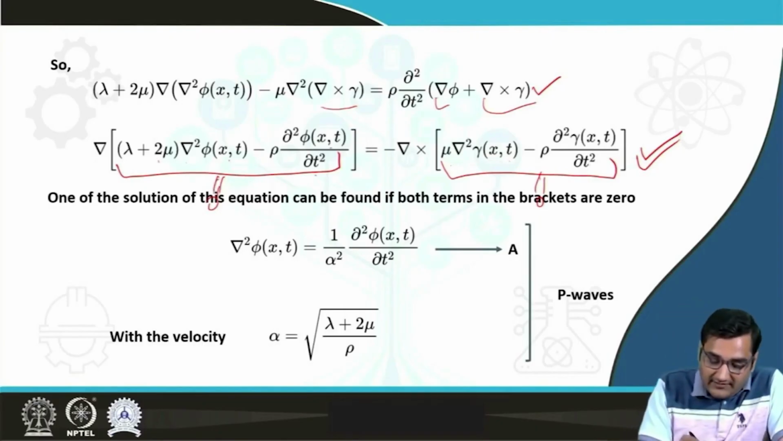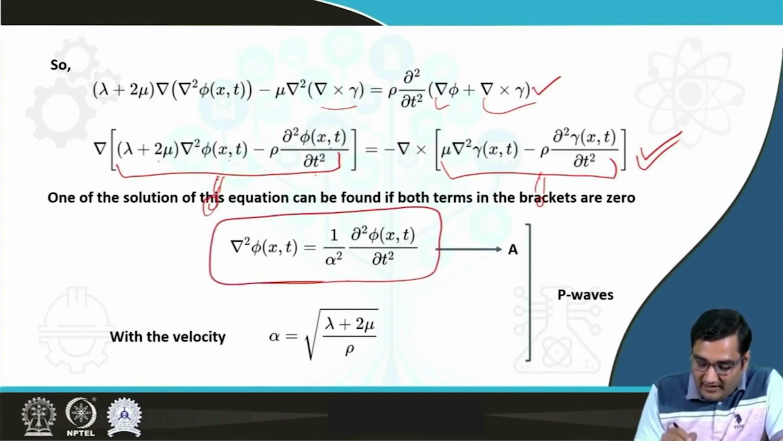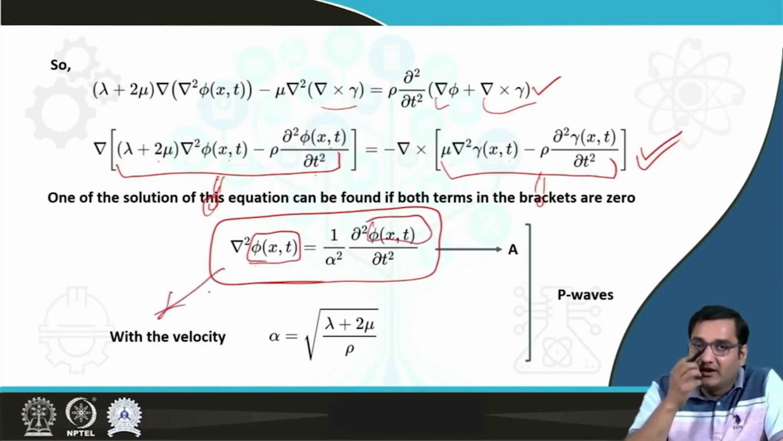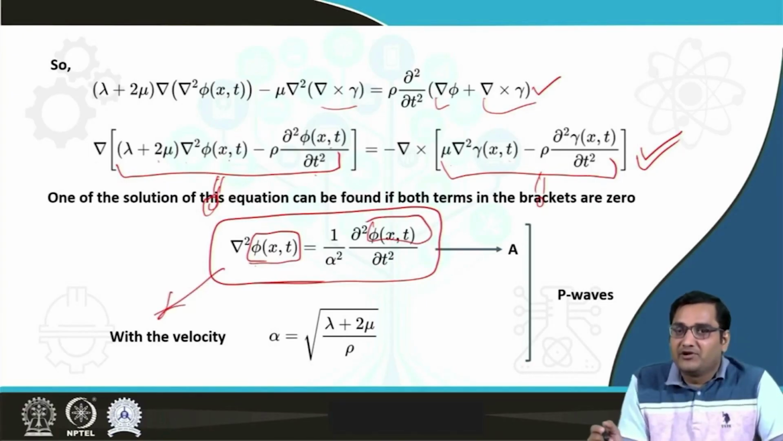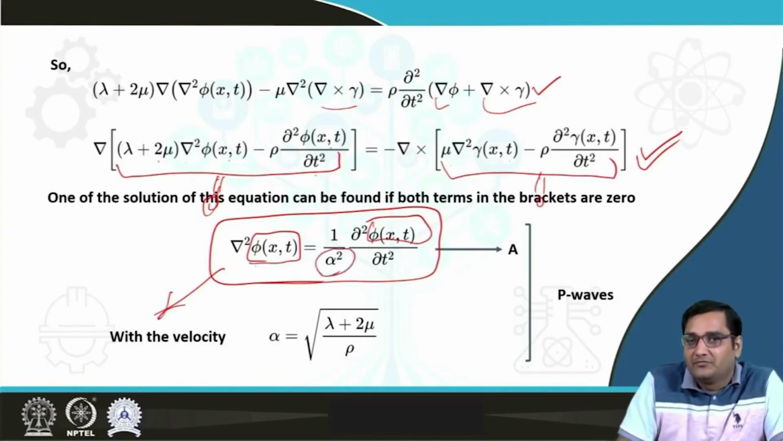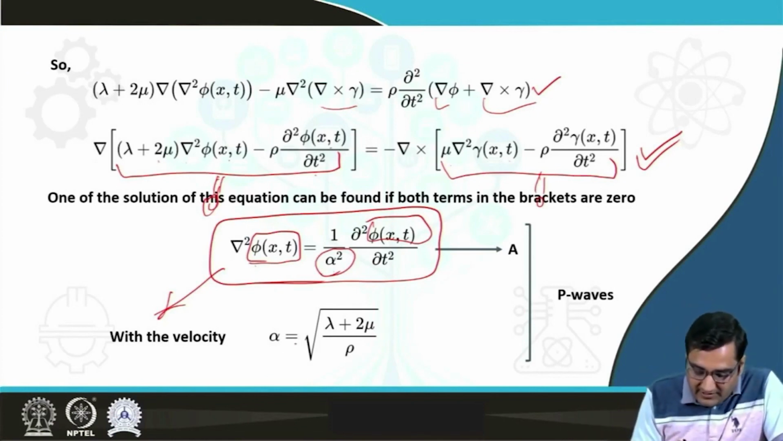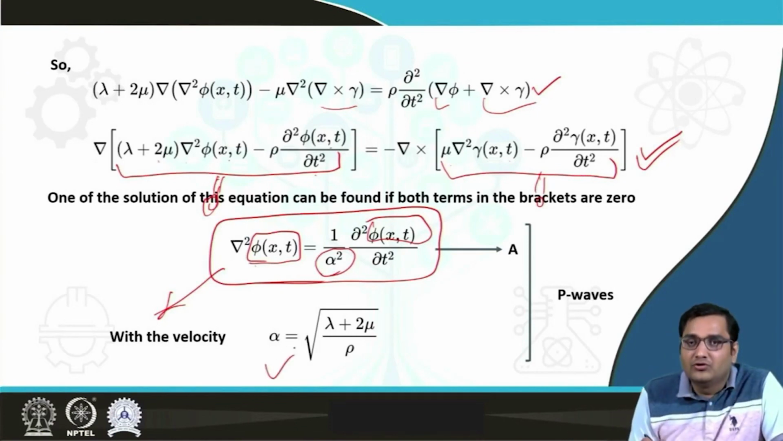When you take this as 0, it becomes something like this, and here del square phi(x,t) is your scalar field. Because it has a scalar field in it, it is related to compression, or you can say it is related to P waves, and this alpha is nothing but the P wave velocity. So the P wave velocity we are going to represent as alpha, and alpha is equal to the square root of (lambda plus 2 mu) by rho.